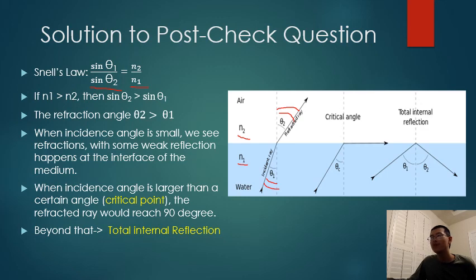When the incidence angle is small, we see refraction with some weak reflection happening at the interface of the medium. When the incidence angle is larger than a certain angle, at the critical angle, the refracted rays would reach 90 degrees. Beyond that, total internal reflection occurs. Thank you for watching.